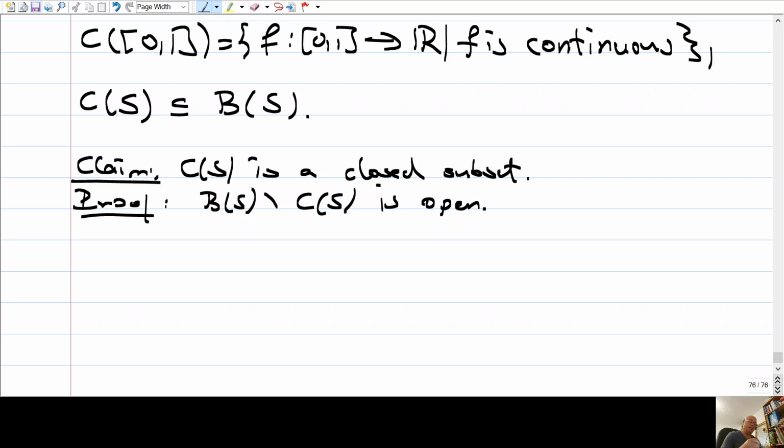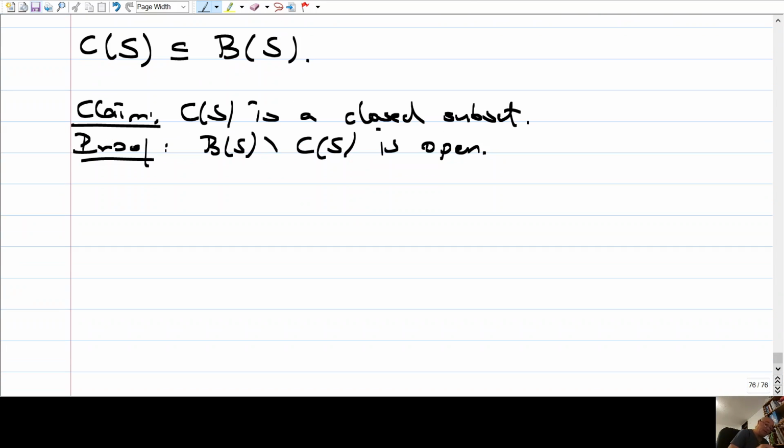And I claim that the set of functions which are not continuous is open. I shouldn't say not closed. This is open. Why is that? It's very easy. You see, I can actually draw a real picture in this case. Okay, let's say.